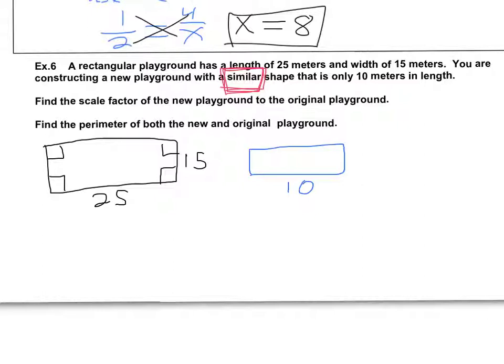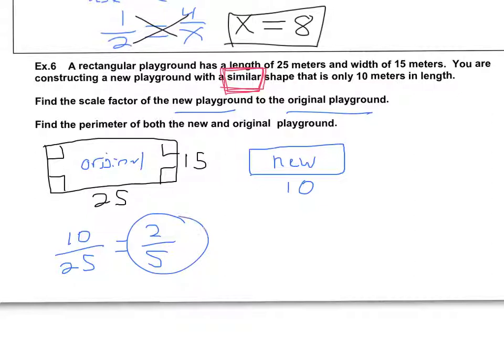Find the scale factor of the new playground to the original playground. So this is the new one. This is the original. So we have to go in that order, from new to original. So the scale factor would be 10 to 25. And we want to reduce that. They both divide by 5, so 2/5. That's the scale factor. And then it says find the perimeter of both the new and the original playground.